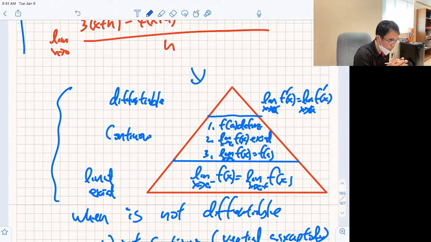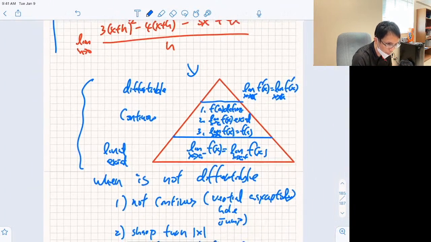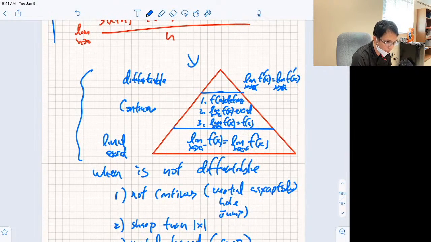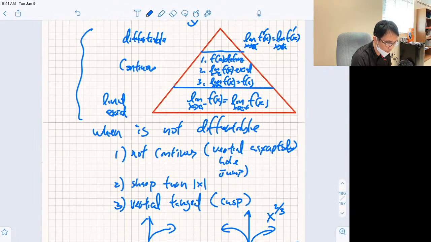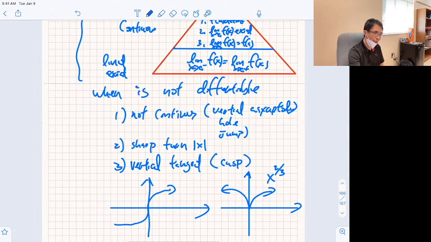Yes, Nicole. When you say the cusp example wouldn't be differentiable, that would be at the origin it wouldn't be differentiable? In this case, it's at the origin that it is not differentiable. Yes, only at this point. It's only where the vertical tangent occurs.